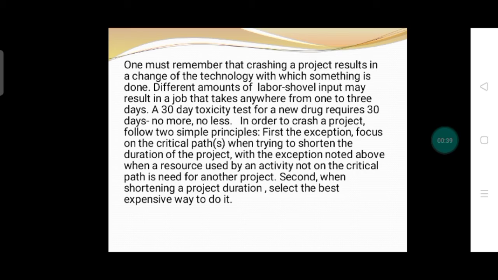In order to crash a project, follow two simple principles. First, with one exception, focus on the critical paths. When trying to shorten the duration of a project, note the exception: when a resource used by an activity not on the critical path is needed for another project. Second, when shortening a project duration, select the least expensive way to do it.